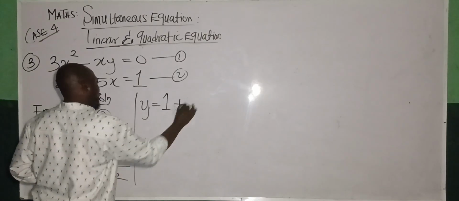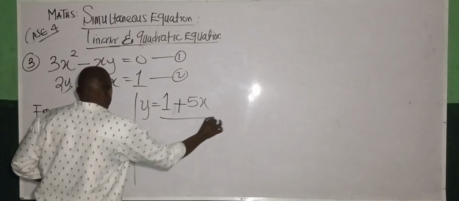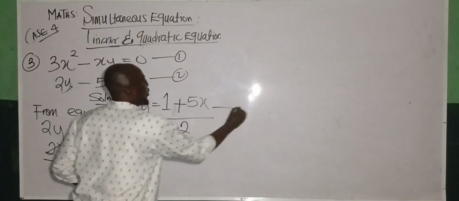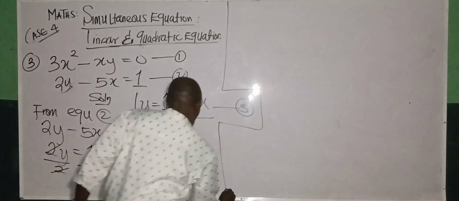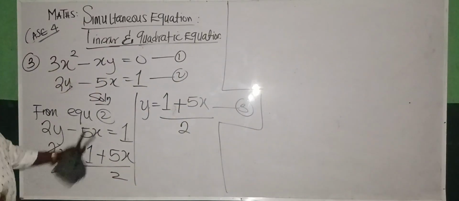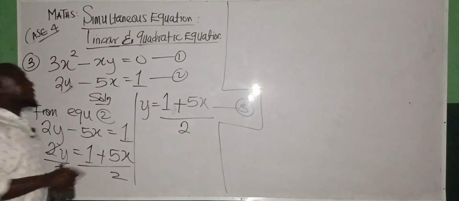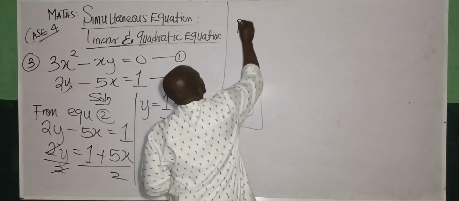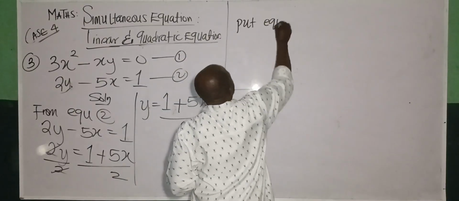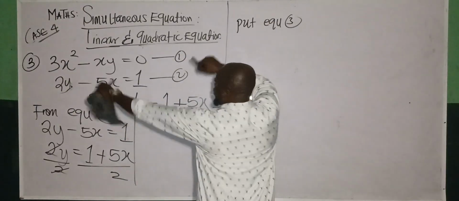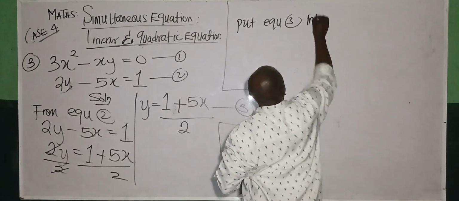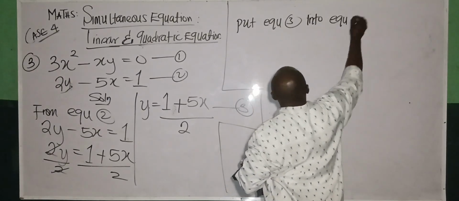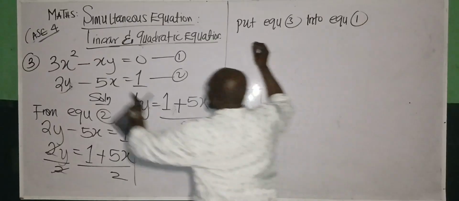1 plus 5x all over 2. So here becomes my equation 3. So from this point now, what do I know to do? I will now put equation 3, because I have not used equation 1 to do anything now. Put equation 3 into equation 1. So copy equation 1 out.